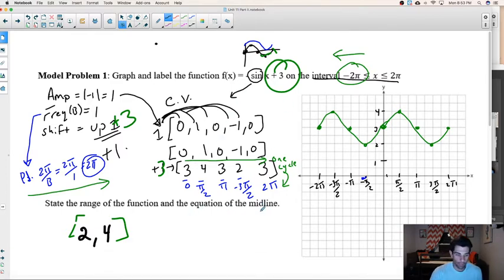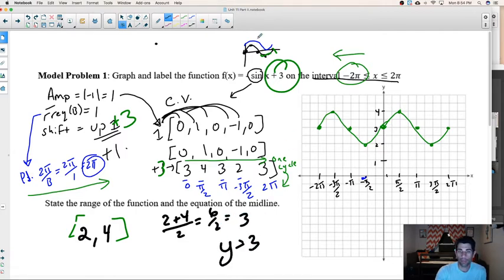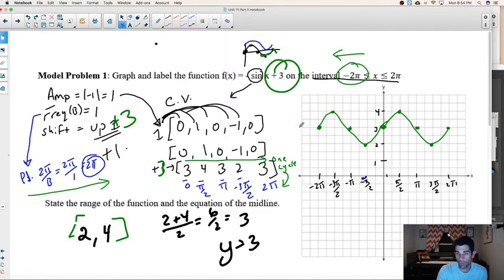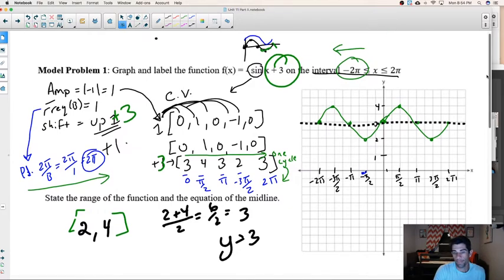State the equation of the midline. Okay, so the midline can be done by taking the max and the min, adding them up. That's a 6. Dividing by 2, and that's going to give me 3. So the midline is at y equals 3. And if you don't believe me, then since I have this smart sphere right there, there's y equals 3, and if you notice how beautiful that looks there. All right, so there we go. Hopefully you didn't get too lost. Maybe it helped you because I did it twice.